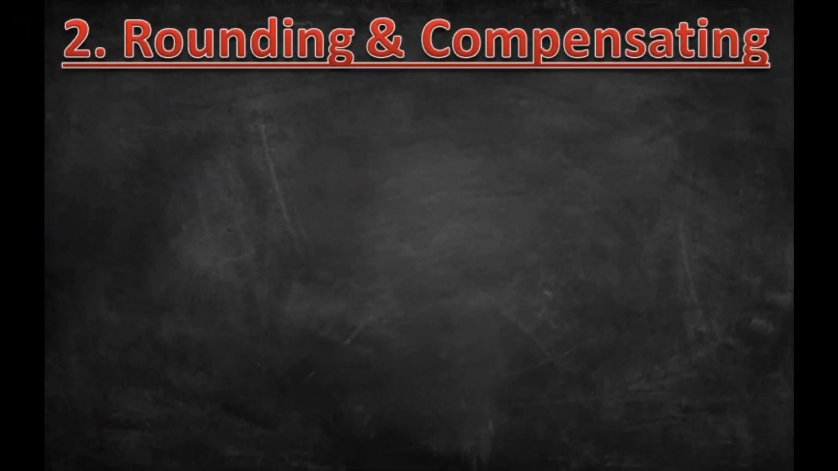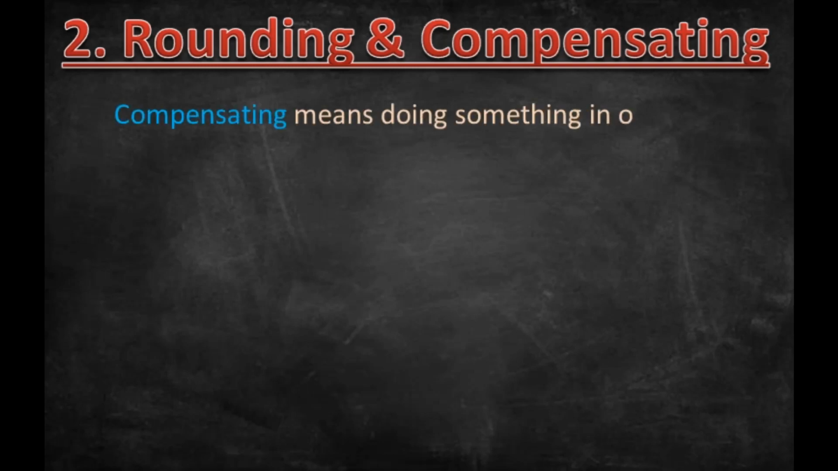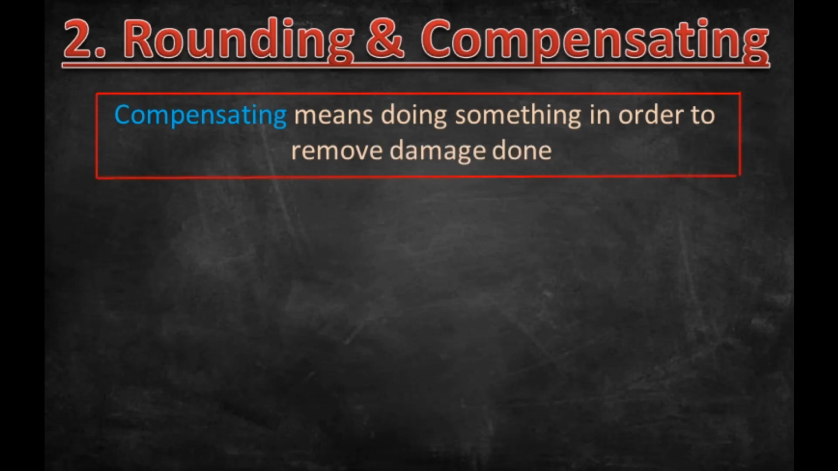Let's look at rounding and compensating. Compensating means doing something in order to remove damage that was done. Let's take an example in the context of the addition of whole numbers. Let's say we want to estimate the sum 478 plus 2,316. And let's say we want to estimate this sum by rounding to the nearest 100.